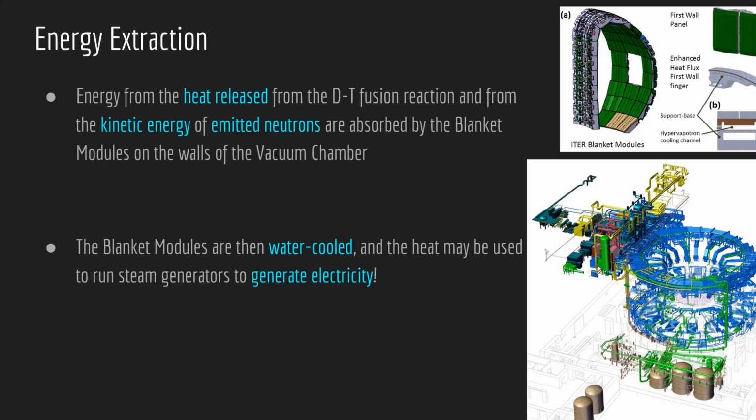Alright, and here we are at our fifth and final step, energy extraction. Now that we've heated up our plasma to sufficiently high temperatures, fusion reactions will begin to occur. These fusion reactions will release heat as well as high energy neutrons, both of which will be absorbed by the blanket modules on the walls of the vacuum chamber. These blanket modules, now that they're heated, will be water cooled, and this heat will be transferred away where it can be used to run steam generators and thus generate electricity. And there you have it, guys. We have brought energy from fusion.